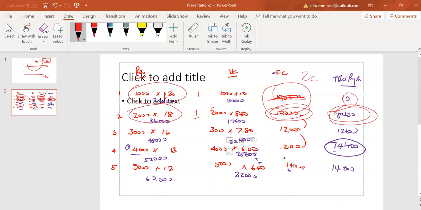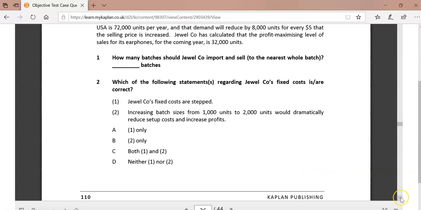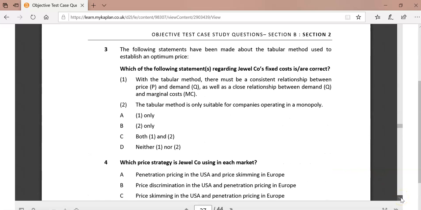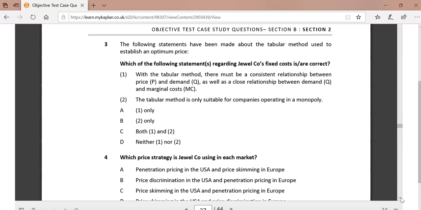Let's look at question 3 and see what they want. Yes, interesting. So it says the following statements have been made about the tabular approach. So with the tabular approach, there must be a consistent relationship between price. No, that's the whole point of the tabular approach. It's because there's not a consistent relationship that we're going with the tabular approach. If there was a consistent approach, as I've discussed, we wouldn't be using the tabular approach. We're using the tabular approach pretty much because we don't have a consistent approach.